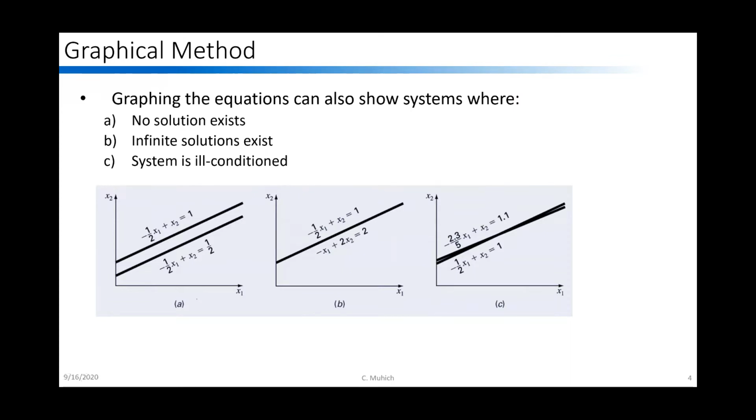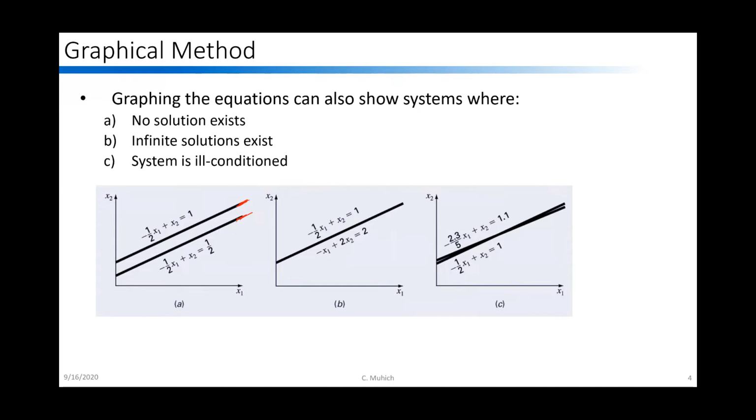Let's take, for example, this first graph. Here we have negative 1/2 x1 plus x2 equals 1. On the face of it, it may look like that's different than negative 1/2 x1 plus x2 equals 1/2. But if we graph these out, we'll see that there's no crossing point, right? This top line and the bottom line are never going to cross. So there's no actual solution to that equation.